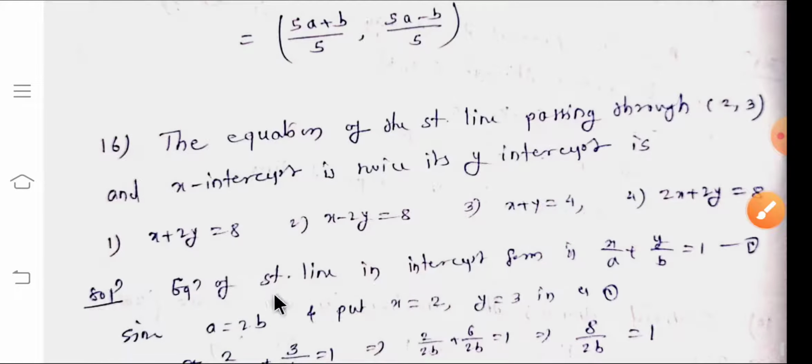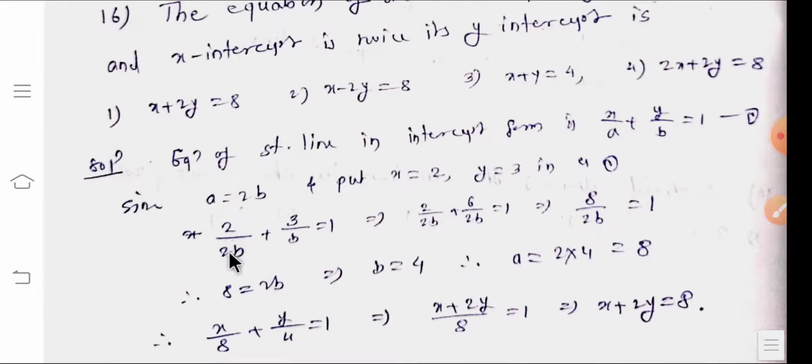Or we solve by another method. The equation of a straight line in intercept form is x/a + y/b = 1. This is the intercept method, the equation of a line in intercept form. So what is given, x intercept is twice y intercept, means a = 2b, and it passes through the point (2, 3). So we get 2/a + 3/b = 1. So that is 2/2b + 6/2b, because multiplying by 2 in numerator and denominator, that is 8/2b = 1, that gives b = 4. When b = 4, a = 8.